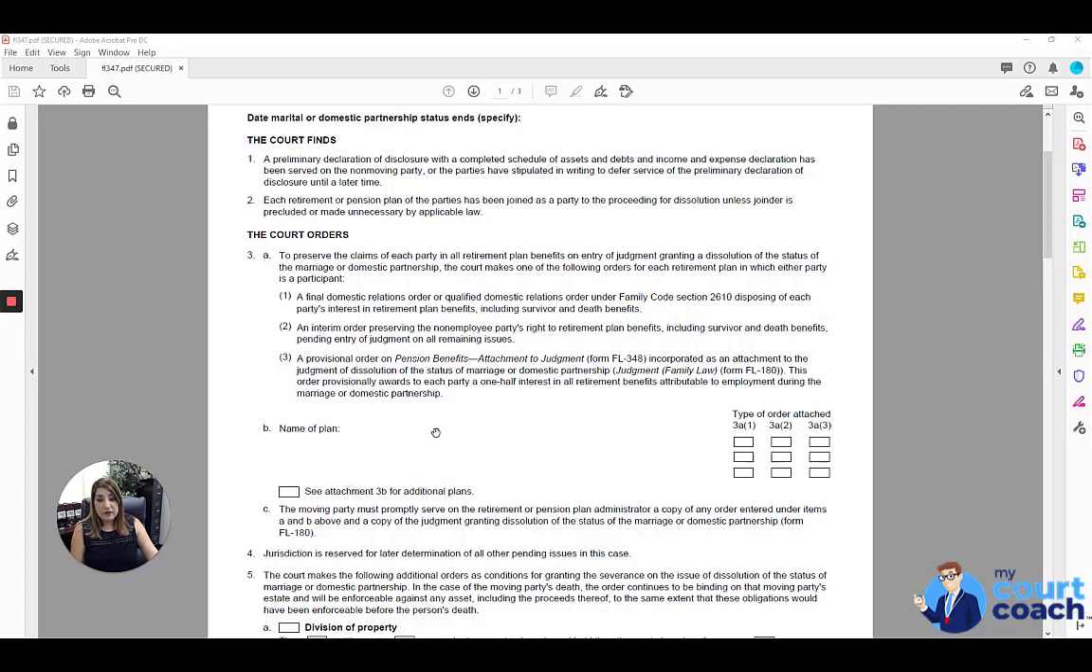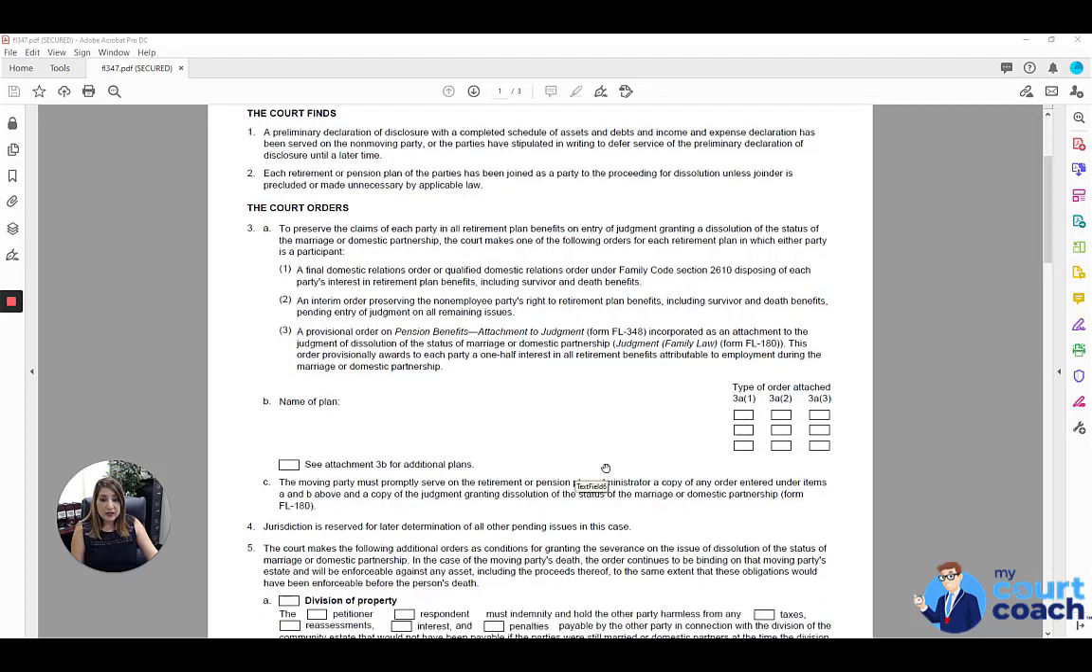So for each of the retirement plans that have been joined to this case, you want to list the name of the plan and then identify which of these 3 orders above the court made with respect to that plan. If you need more space, you can add an attachment to this form. And then line 3C indicates that the moving party, the party that's requesting the joinder and has been granted, or not requesting the joinder, but is requesting the bifurcation of status and has been granted the bifurcation of status, must serve a copy of this judgment on every single retirement plan or pension plan administrator.